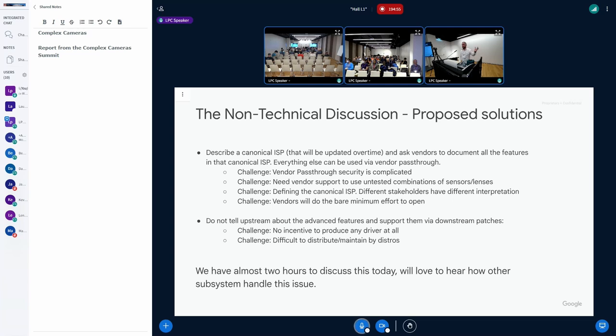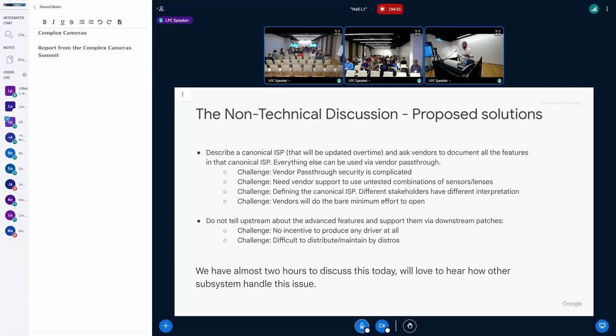There were some solutions on the table. One is, why don't we describe a canonical ISP? We can say, okay, this is a basic camera. This is what a basic camera should do. Basic cameras should be good for whatever we decide: video conferencing, taking photos. And then when a vendor wants to publish a driver, the driver needs to be fully documented for those canonical features. This ABC needs to be documented. Everything else, you can use via a vendor pass-through.